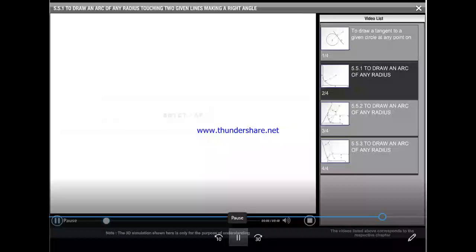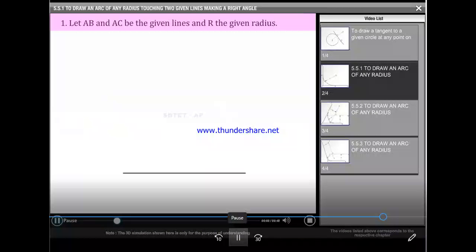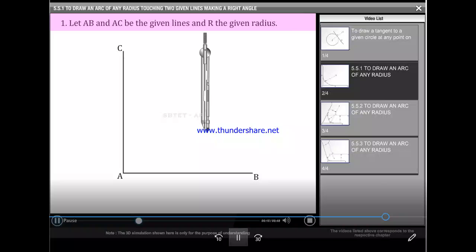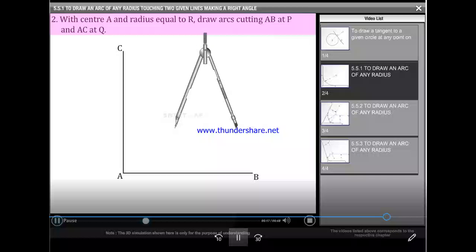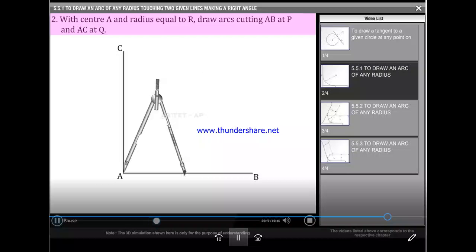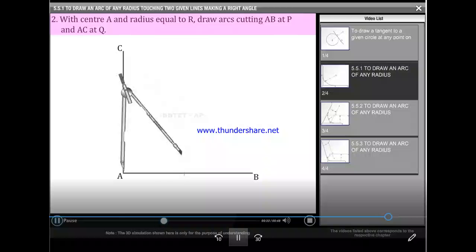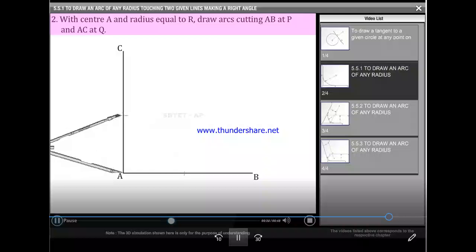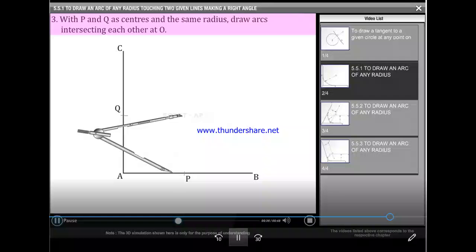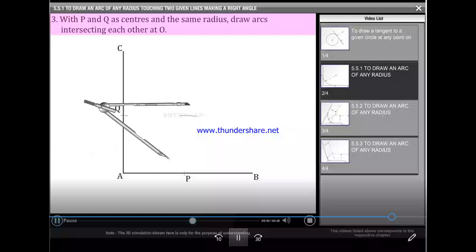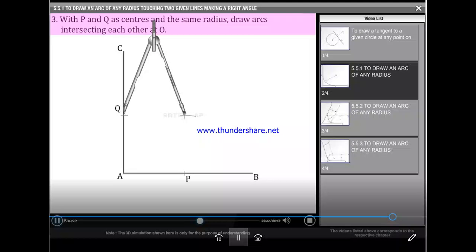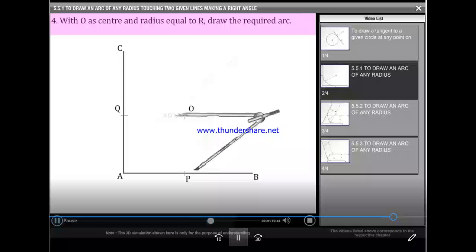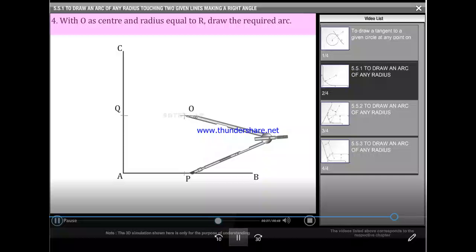Let AB and AC be the given lines and R the given radius. With center A and radius equal to R, draw arcs cutting AB at P and AC at Q. With P and Q as centers and the same radius, draw arcs intersecting each other at O. With O as center and radius equal to R, draw the required arc.